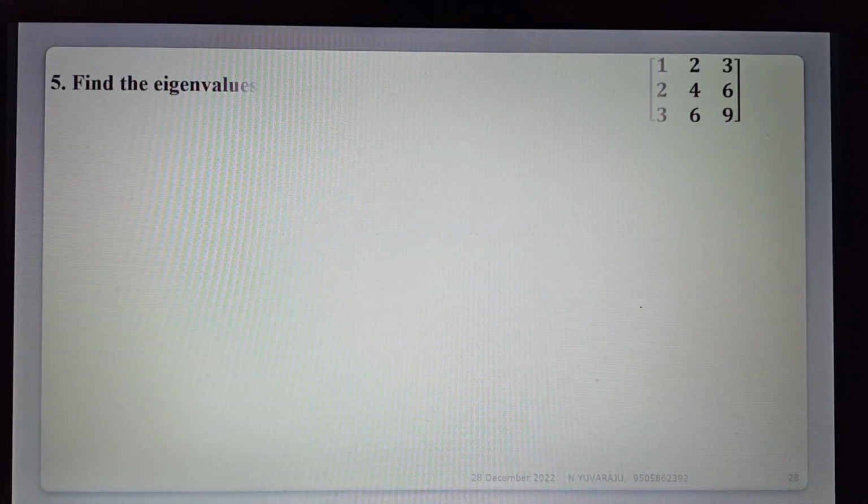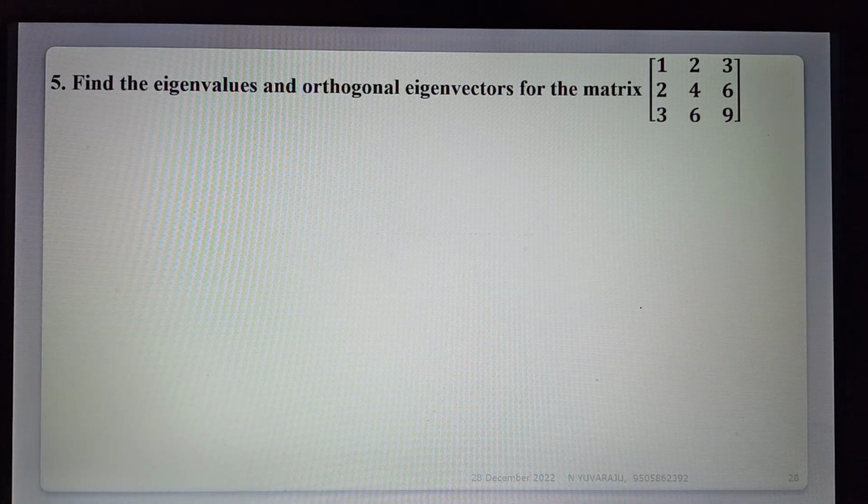Okay, see the next question. Find the eigenvalues and orthogonal eigenvectors for the given matrix. First of all, find the eigenvalues, and next, for each eigenvalue, find the eigenvectors. Next, check whether the eigenvectors are orthogonal or not. If orthogonal, then those are directly the orthogonal vectors. If not orthogonal, then find the required orthogonal vectors. So these are very, very important in the long question.